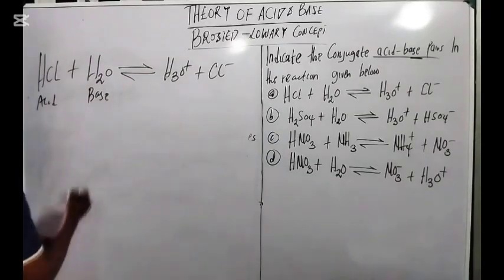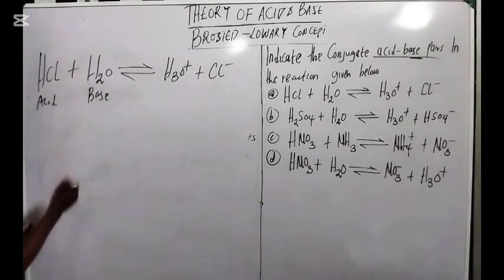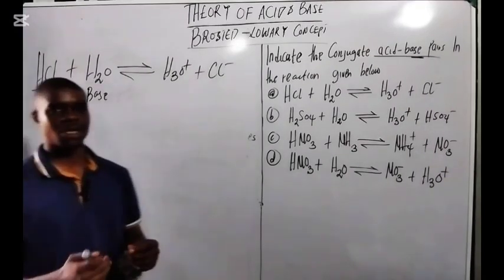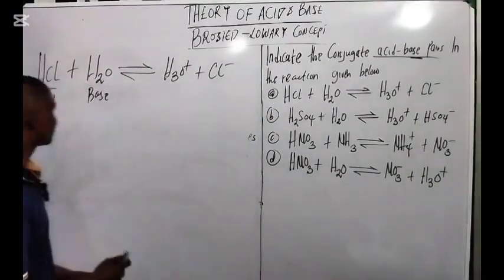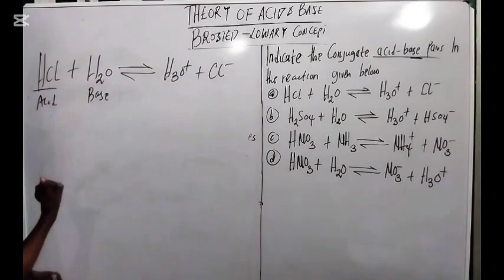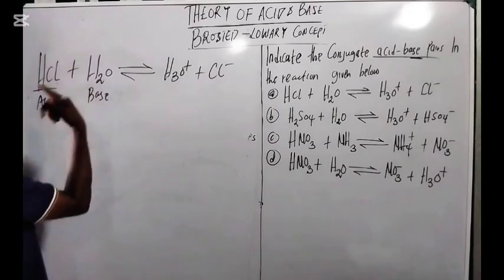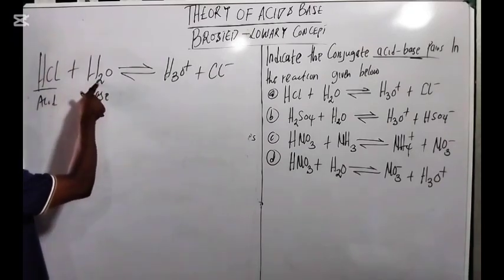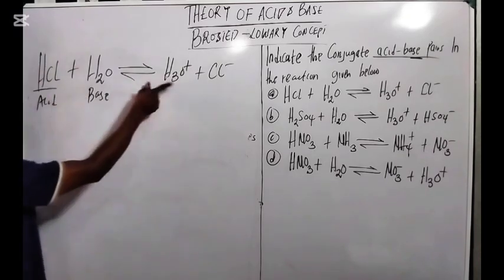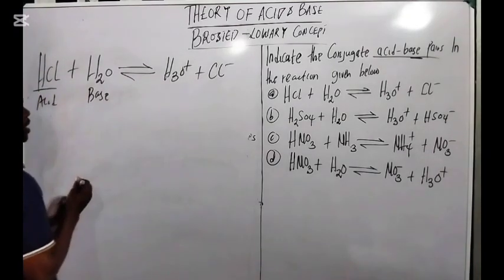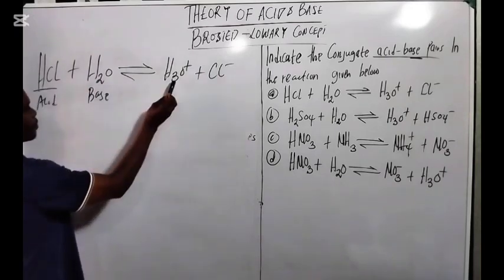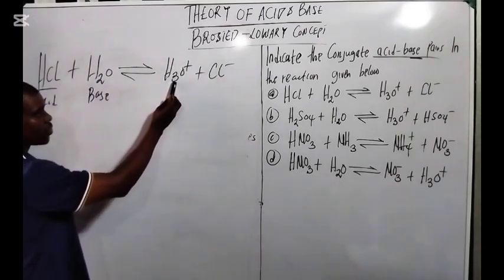So here we have the acid and here the base. This acid will donate a proton. What do we mean by donating a proton? It will lose a hydrogen, while this base, which is water, will accept it. We have two hydrogens in water. If this base accepts a hydrogen, it forms this one, the hydronium ion.